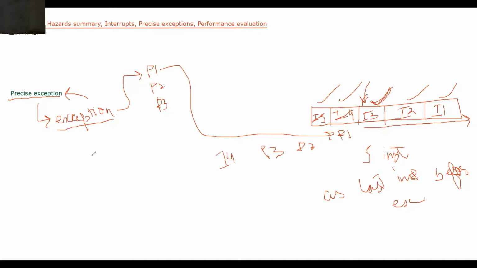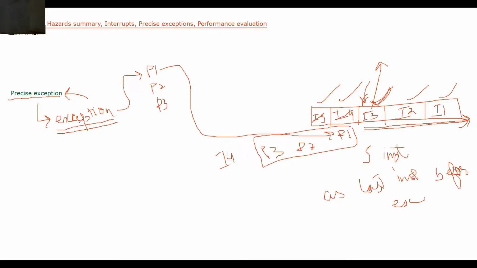So whenever an exception is there, what we are going to do in a pipeline is mark one instruction as a last instruction. Here we have marked I3 as the last instruction. So whatever instructions are before I3, that is I2 and I1, those instructions will be allowed to complete. And after I3, we will start the instructions of this exception handler.